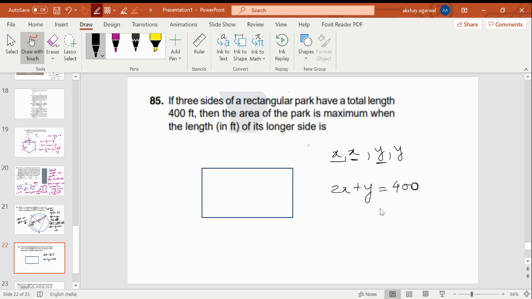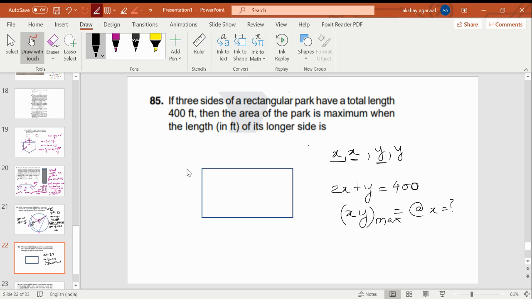2x plus y will be equal to 400. And they've asked you when the area would be maximum. So we have to maximize the area of the rectangle. The area will be maximum at some value of x. We have to find that value of x.